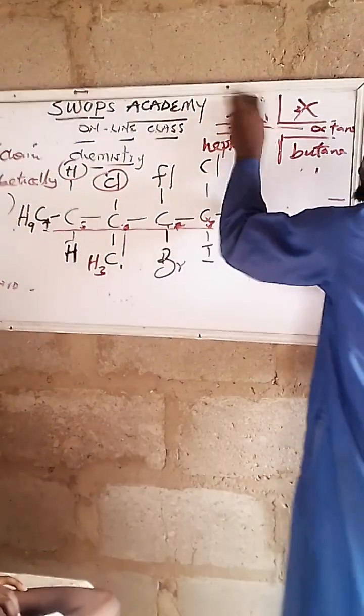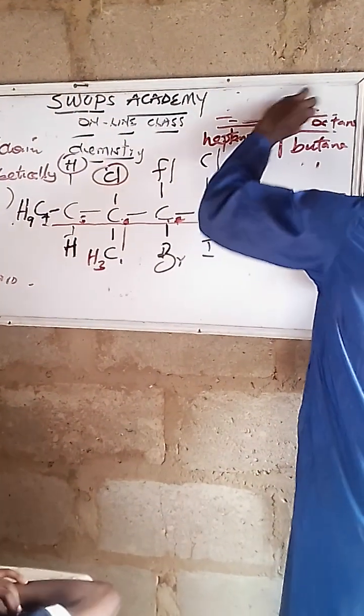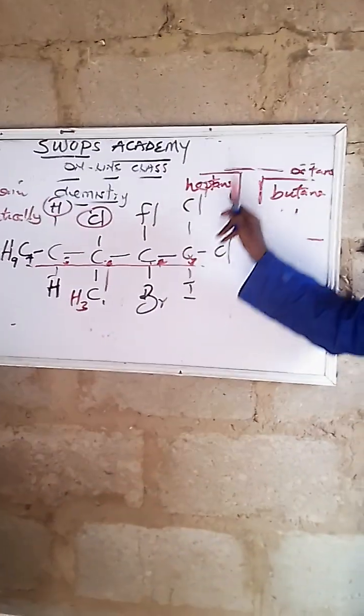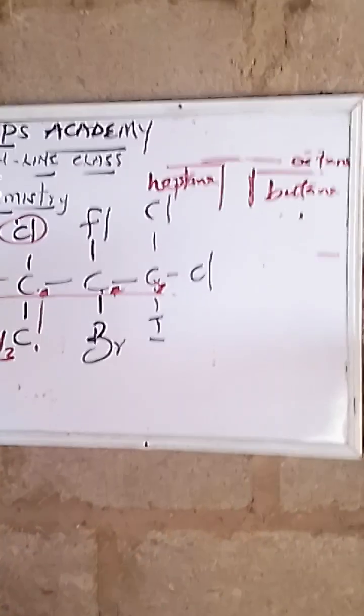So now, for those watching, let's try and erase this one. It is not there again. What follows? We only have how many? 1, 2, 3. Now let's see. We have to determine the longest chain. From this one now, which one is the longest chain?